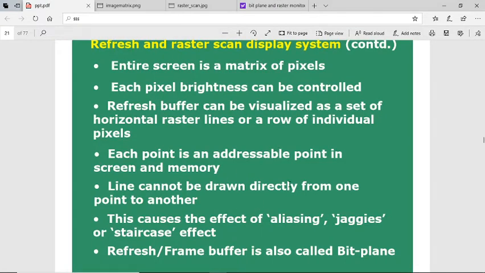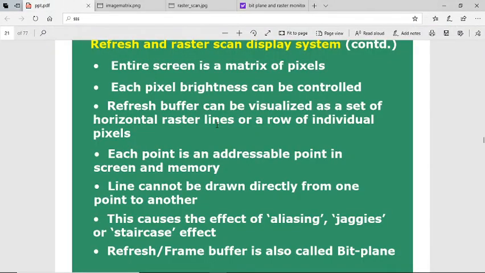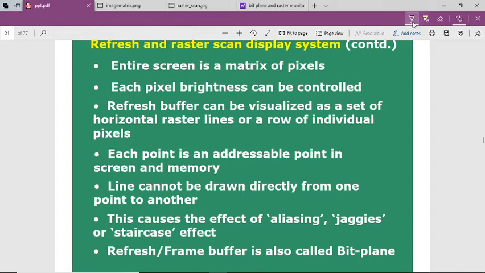A line cannot be drawn directly from one point to another, unlike other displays. Say you want to go from this point to this point; you cannot start drawing a line straight away because there are grids. You must tell it which pixel to switch on and which pixel to switch off. That information is kept in the frame buffer. And now you are coming across a new term called aliasing.